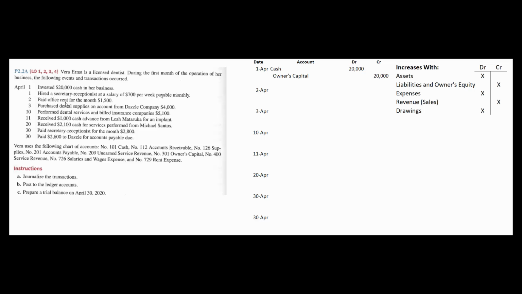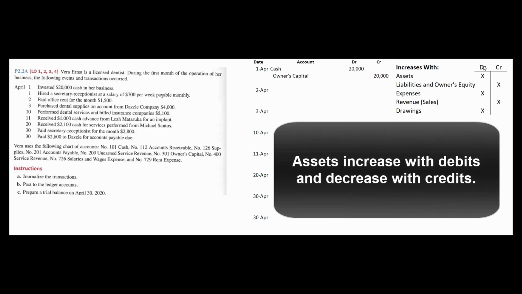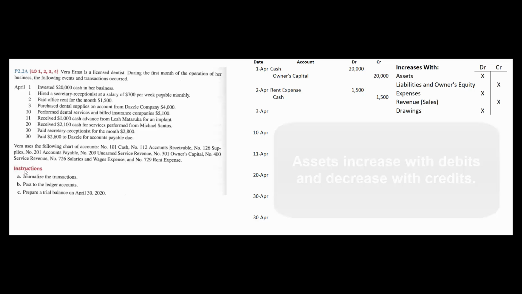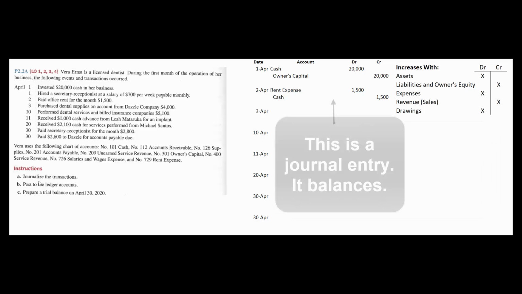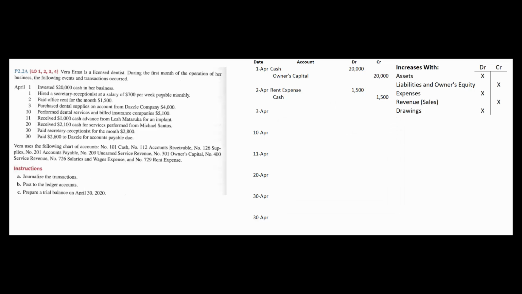Next, on April 2nd, she paid office rent for $1,500. Rent is an expense. Expenses are debits. So we're going to record rent expense for $1,500, and what's happening to cash? It's going down. Cash is an asset. It increases with debits and decreases with credits. So we debit rent expense for $1,500 and credit cash for $1,500. Remember, we're just journalizing the transactions now. We're answering part A, which is actually step 2 of the accounting cycle.